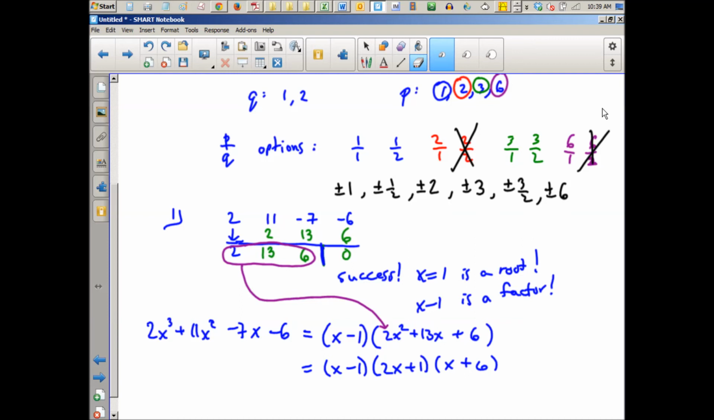Right? Okay, so what are my 3 roots for this problem? Because that's what we were asked for. Final answer, x is 1. x equals what? Negative 6, that's true. And this middle term yields x equals negative 1/2, right? So these are the 3 roots to this problem.